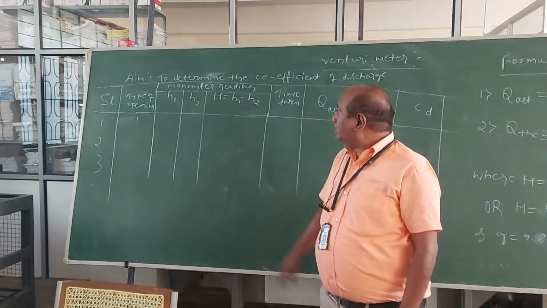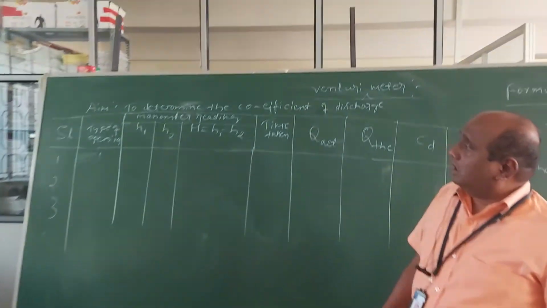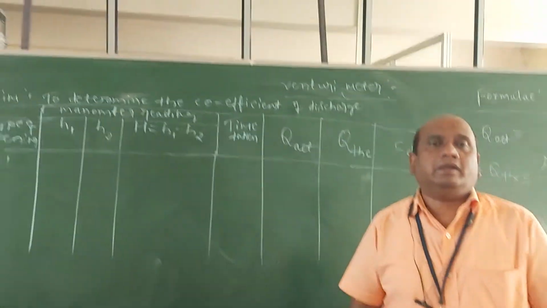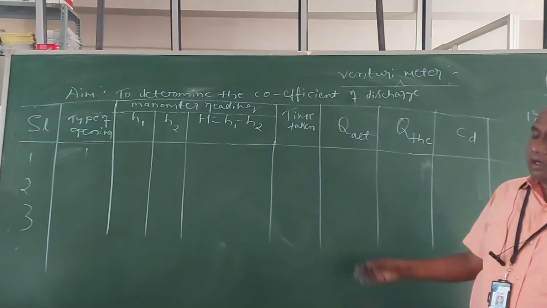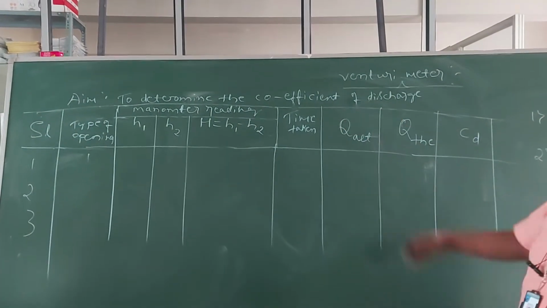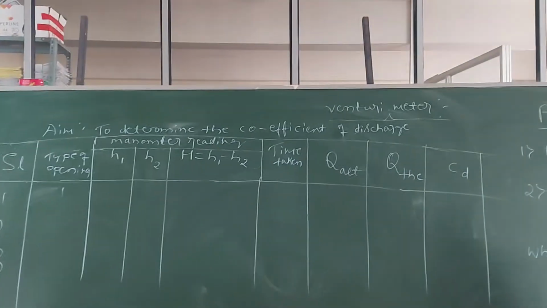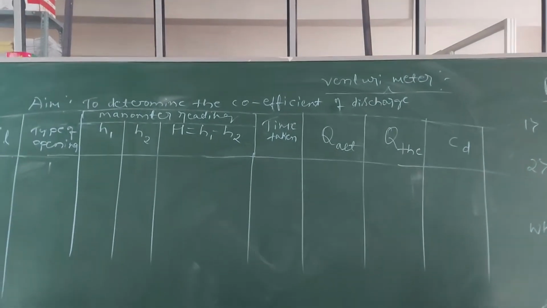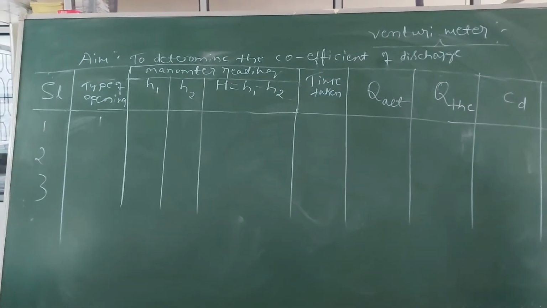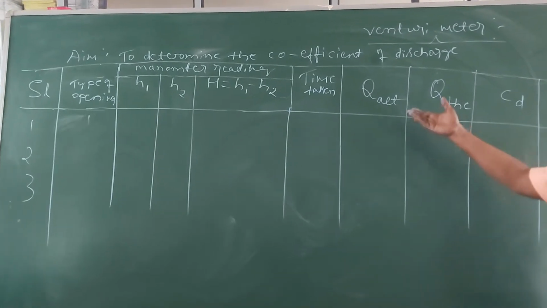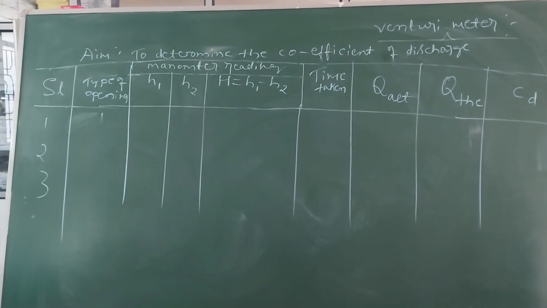Among them, this is one, that is the venturi meter. And in this experiment, the main intention of carrying out this experiment, as I have already written, is to determine the coefficient of discharge of the fluid. So before carrying out the experiment, let us have a look at the tabular column.